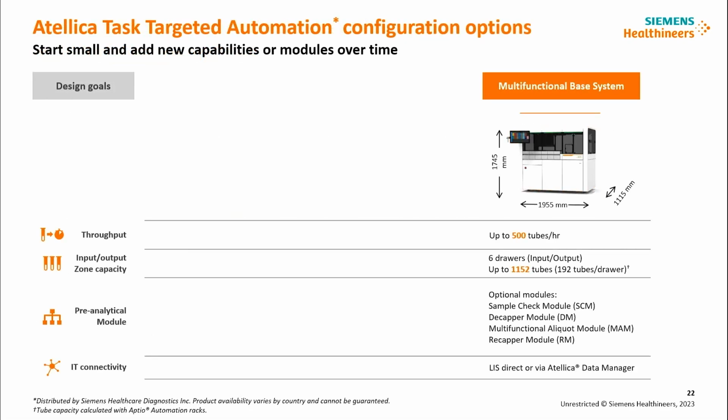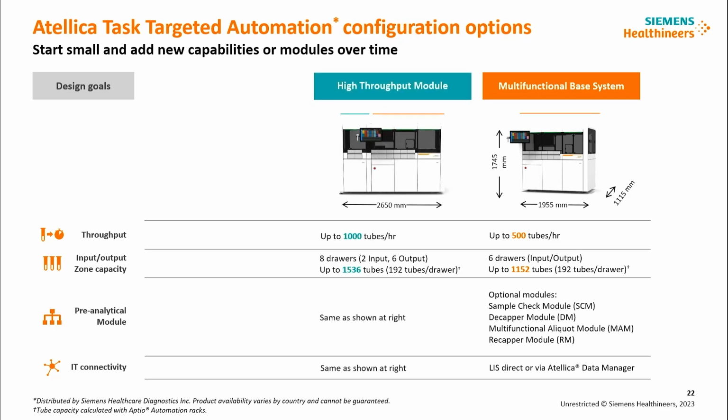Now let's check what configurations you can have inside the lab. The TTA is flexible, so we can go from a small analyzer and add our higher throughput module, the HTM, on the left side of the TTA. Here we get an additional arm inside the TTA, and the throughput goes to 1000 tubes per hour. Now I have 8 drawers, 2 dedicated for input and 6 for output.